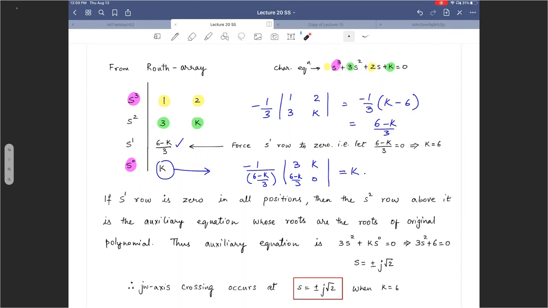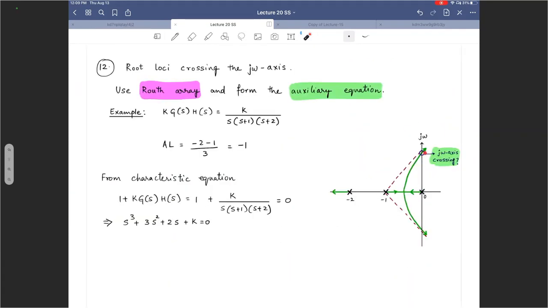So beyond k equals 6, you have an unstable system. At 6, you have a marginally stable system. So if you force this particular row to 0, you will find that k equals 6 is actually where the root locus crosses the j omega axis.